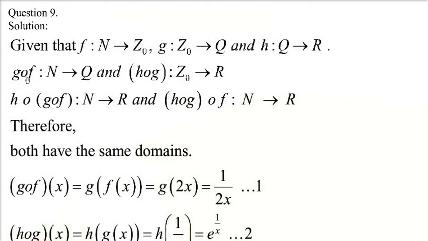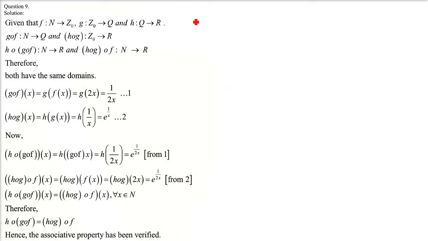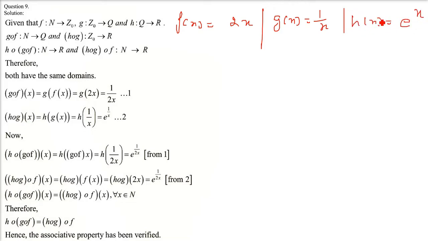So we have to verify the associativity. Associativity is what? A plus B plus C: first (A plus B) plus C, and A plus (B plus C), that is, B plus C is inside the bracket. That is associativity. You will see here also. Let me write the functions first: f(x), g(x) and then h(x). So you have f(x) is 2x, g(x) is 1 by x, and h(x) is e to the power x.